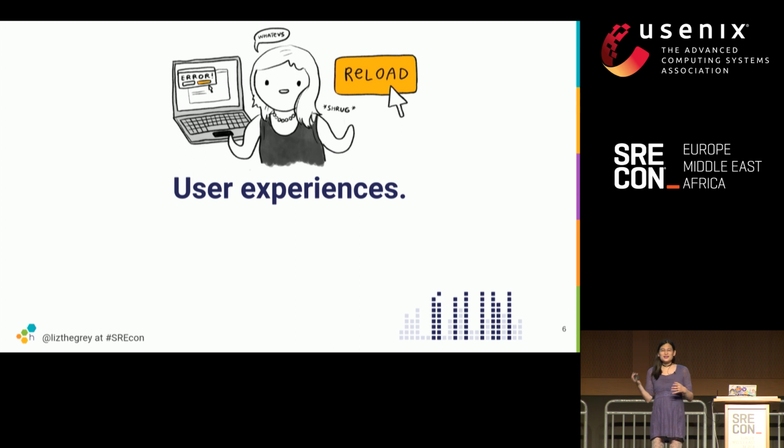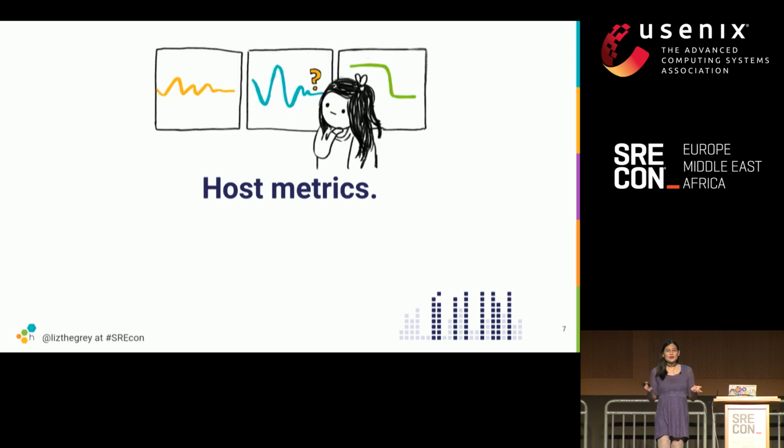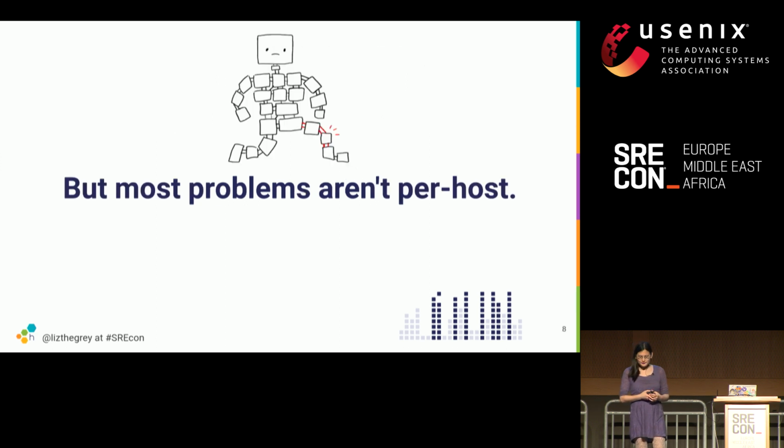I think we need to basically categorize our data into two classes. We've got things that relate directly to user experiences, things that are triggered by your end users. And we have things that are host metrics, things that are properties of the systems that you're running that are not necessarily tied to the behavior of users.